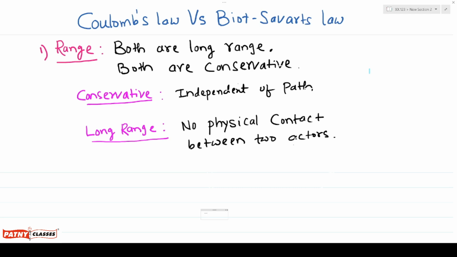Conservative means independent of path. That is, if the force between two charges is independent of path, then we call it conservative. So both Coulomb's law and Biot-Savart's law are conservative in nature. Long range means there is no physical contact between the two actors. That is, no physical contact between the two charges, or no physical contact between the conductor and the point where we find the magnetic field.